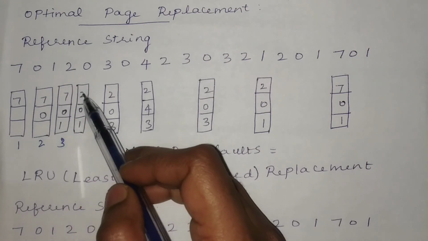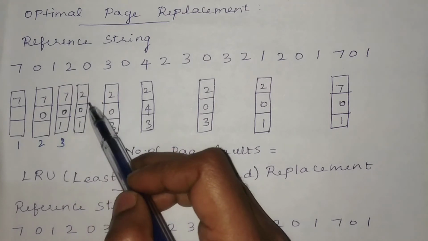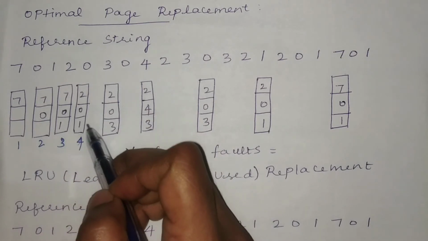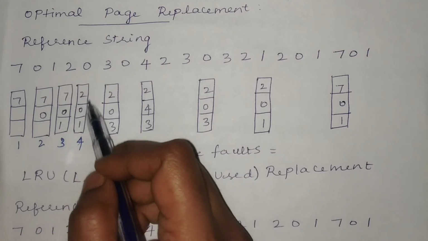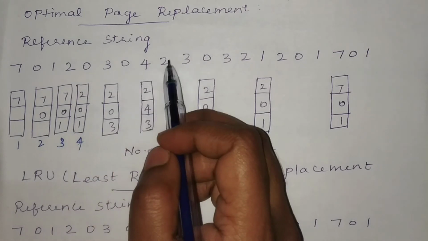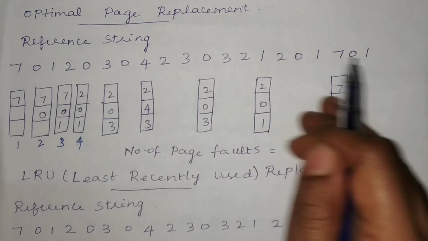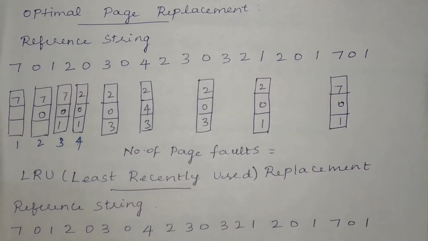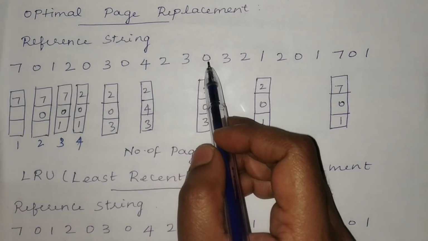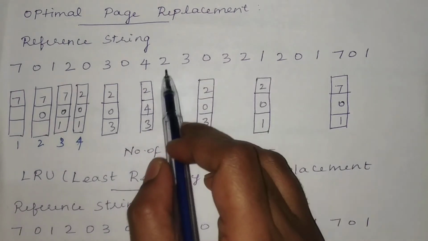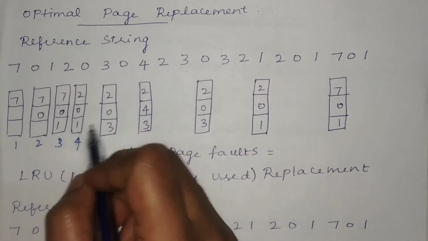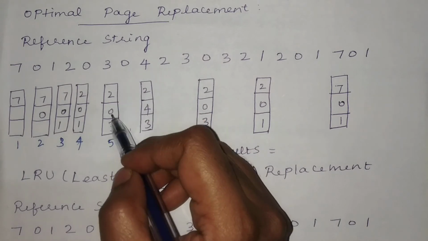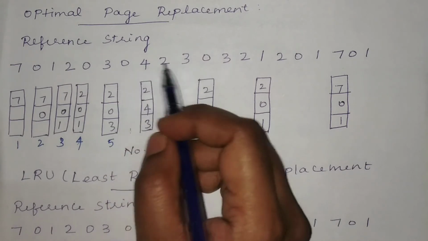So page 7 will be replaced with 2. Afterwards we get 0, so there is no page fault, and again we get 3, so a page must be replaced. Among 2, 0 and 1, which one do we get very far in the list of reference strings? You have to check that. 2 we get, and 0 also we get. 1 we get only after referring to this 2 and 0. So 1 should be replaced with this 3. After that you get 0. 0 is available, so there is no need for replacement.